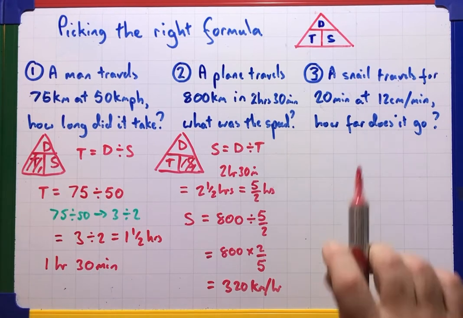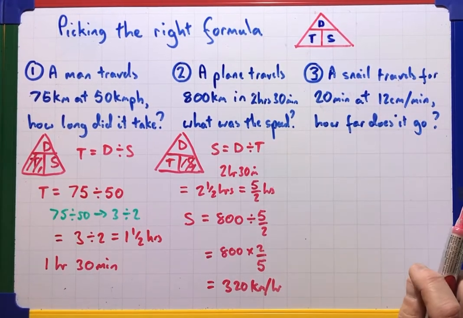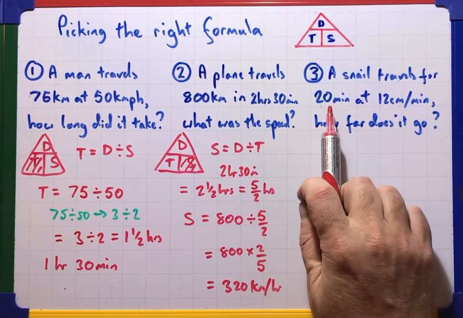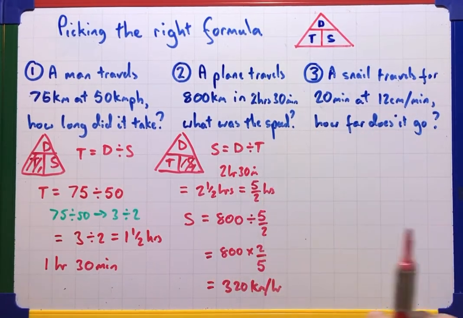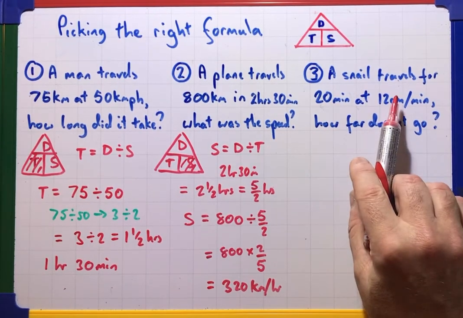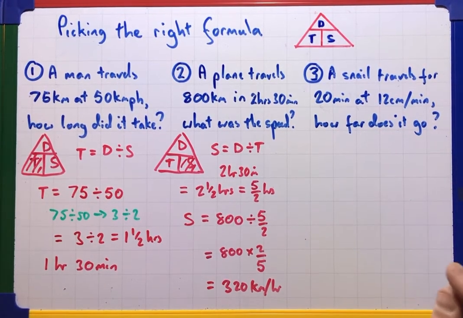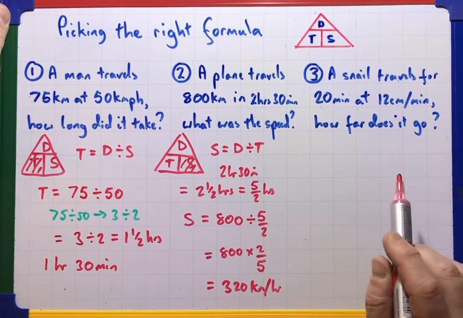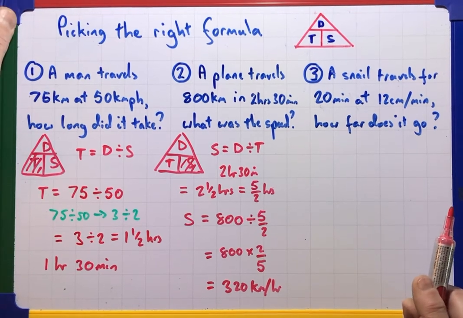Okay, they don't always give us normal units. Here, we've got a snail travels for 20 minutes at 12 centimeters per minute. So that's a time, that's a speed. How far does it go? Well, this time we're going to have an answer in centimeters. Okay, so I've thrown this one in for that.